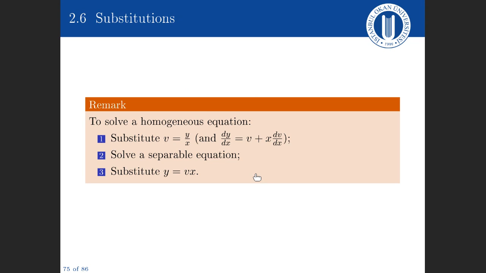To solve a homogeneous equation, we do the substitution v is equal to y over x. And from that, we get dy/dx is v plus x dv/dx. Always these two equations. Step 2, solve a separable equation. And then step 3, do a substitution again to get a formula for y.